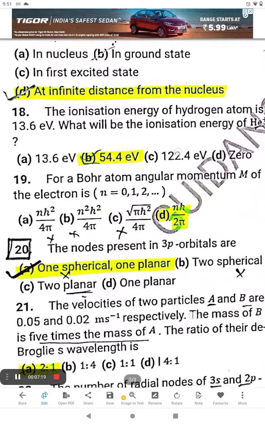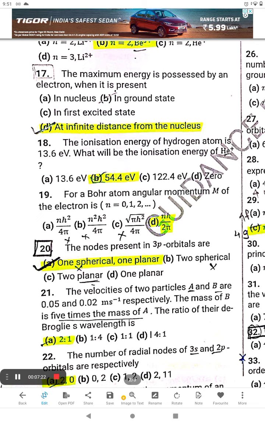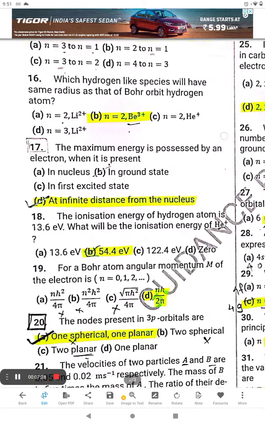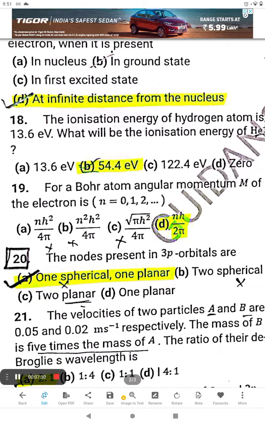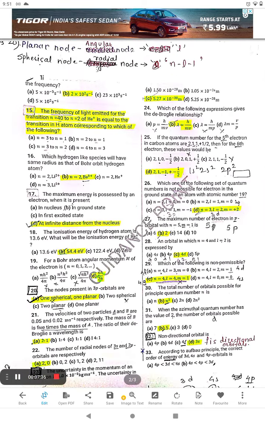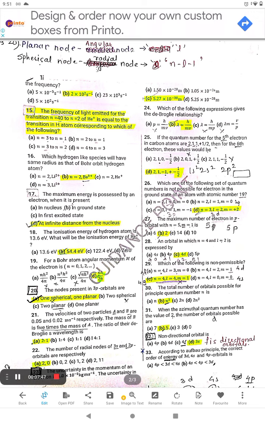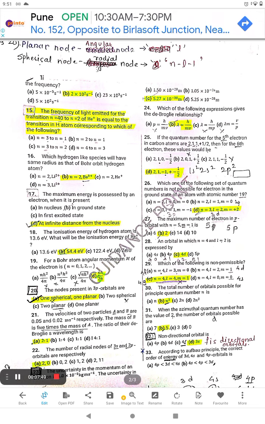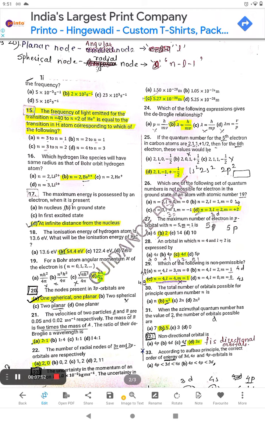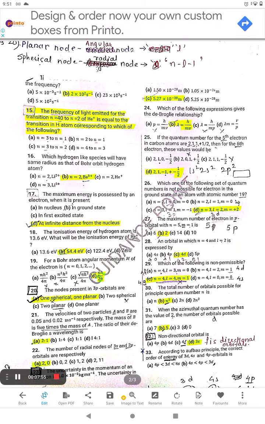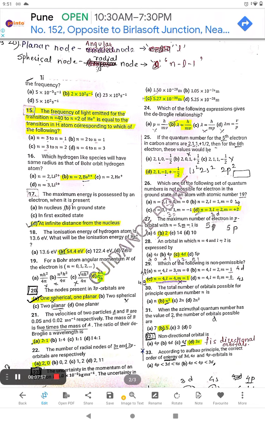So for 3p, L of this orbital will be 2, so angular node will be 2, and spherical node will be 3 minus 2 minus 1. Wait, am I going something wrong? Wait, just check it.